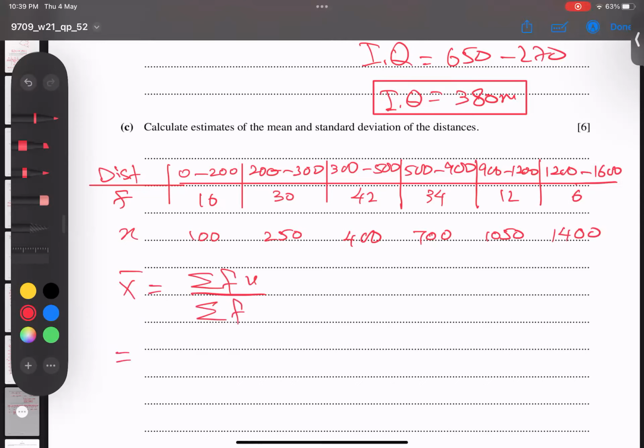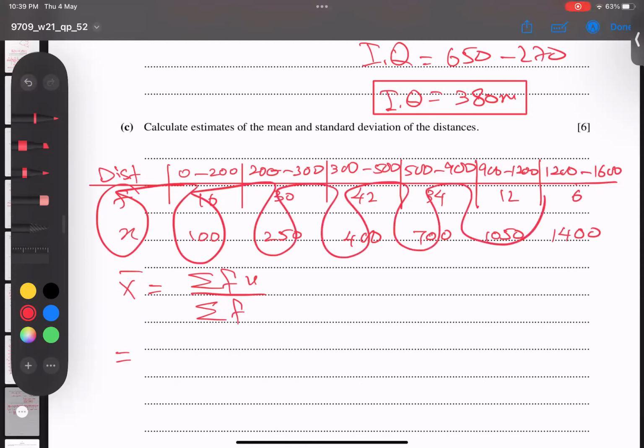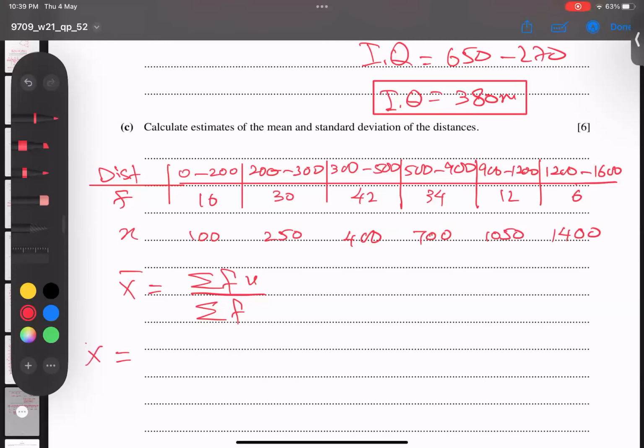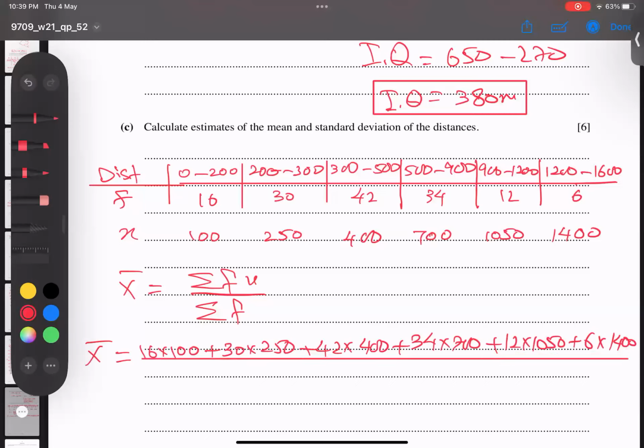And students, I do fx directly. Fx means these values multiply and add them all, so I'm saving my time. So 16 times 100, I multiplied them. Then 30 times 250. Then 42 times 400. Then 34 times 700. Then 12 times 1050. Then 6 times 1400. And divided by what, students? Total frequency, which is 140.